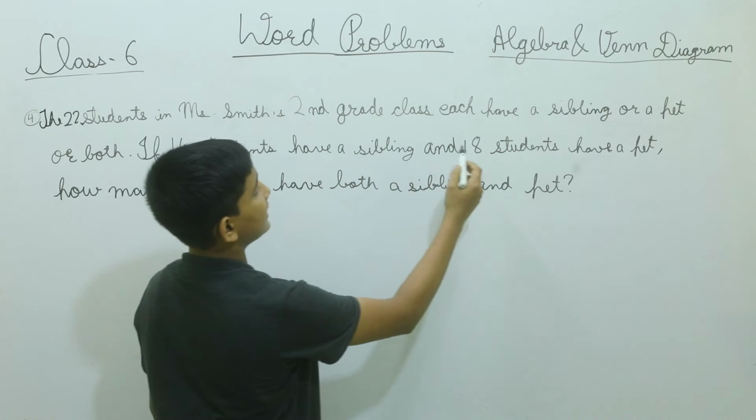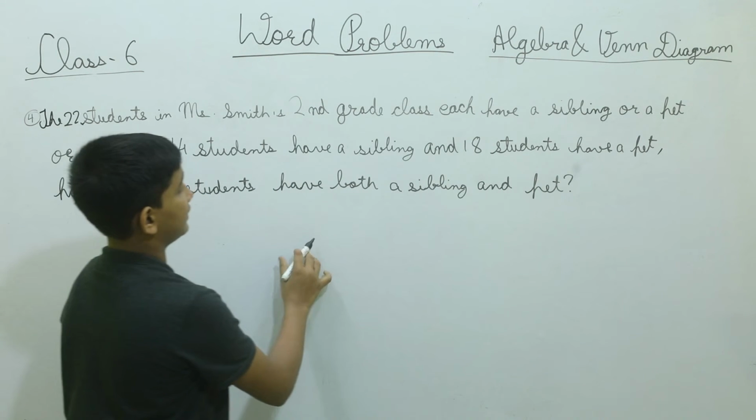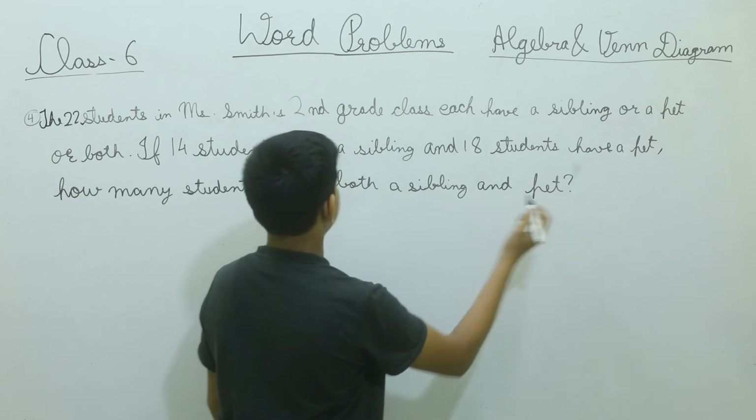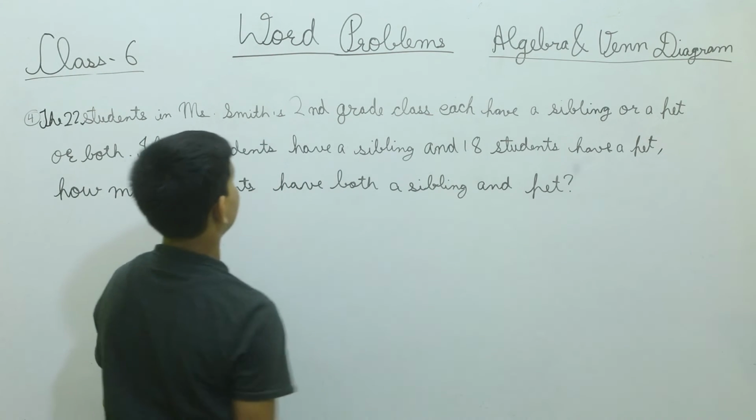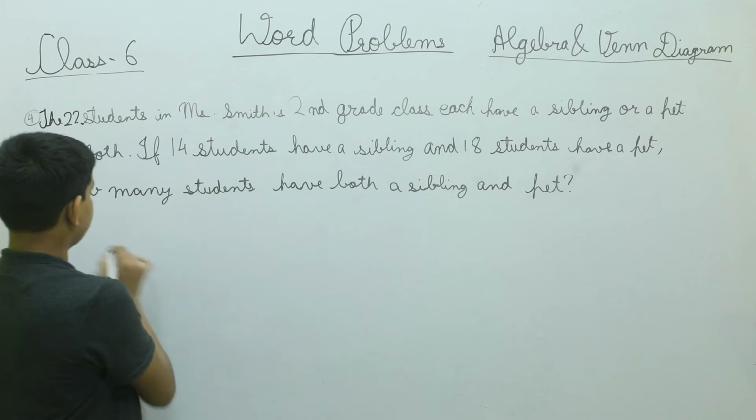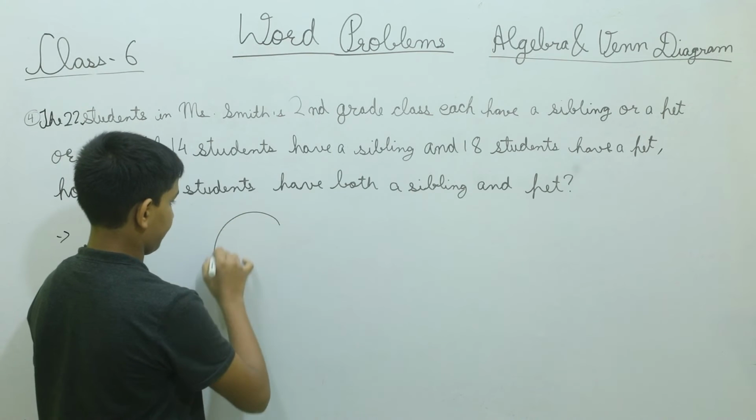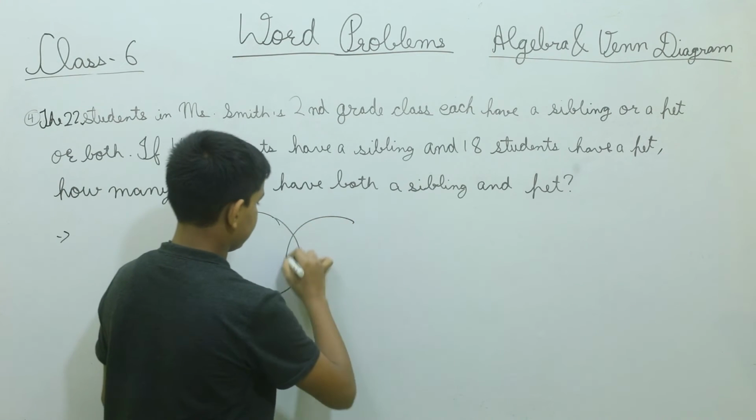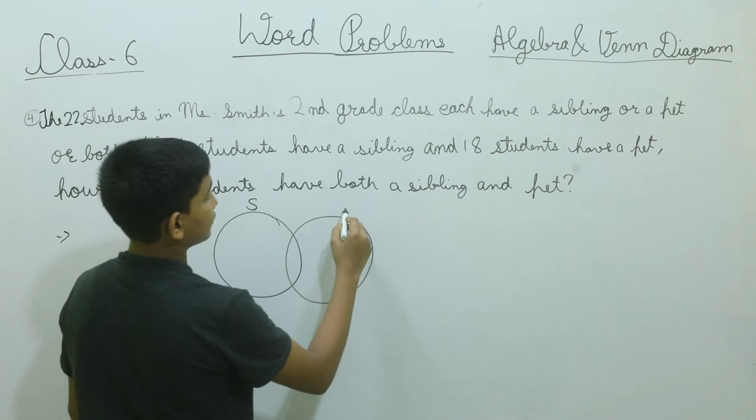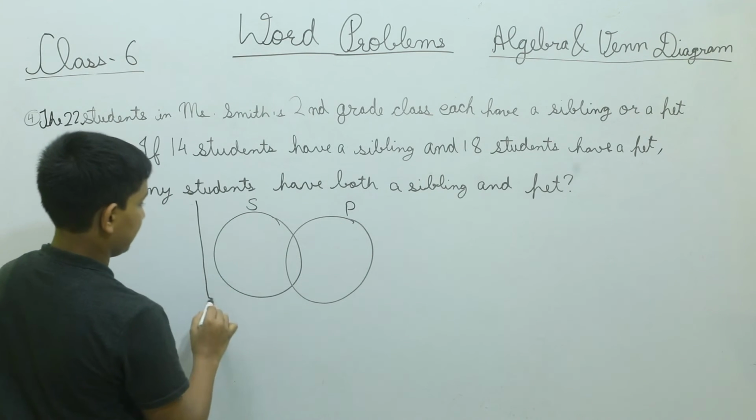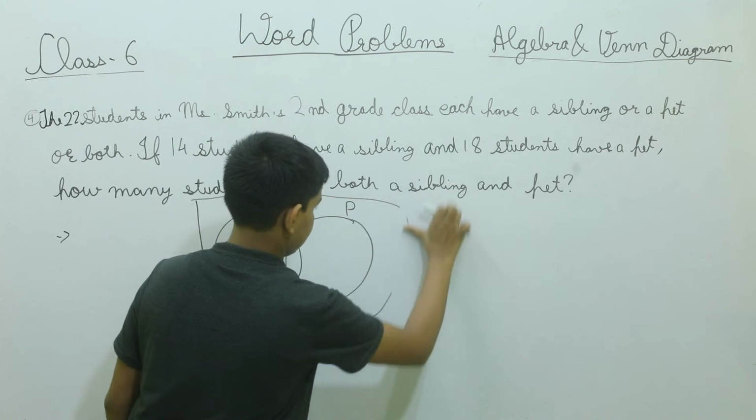second grade class each have a sibling or a pet or both. If 14 students have a sibling and 18 students have a pet, how many students have both a sibling and a pet? So we will use the Venn diagram to solve this question. So let's draw two circles. One is going to be for siblings and the other one is going to be for pets. We'll draw a box around it to make sure that these both are of the same question.